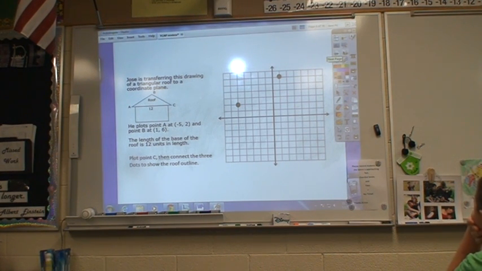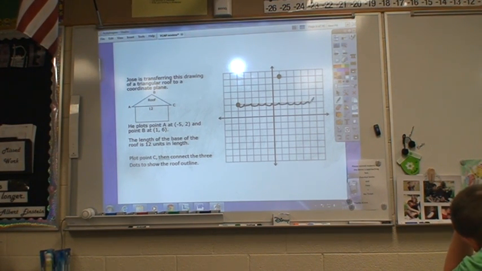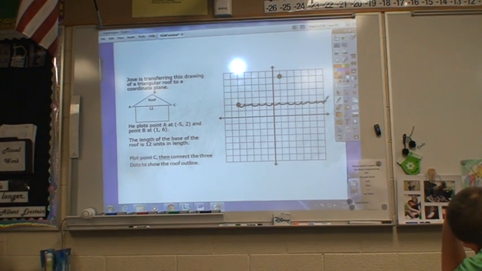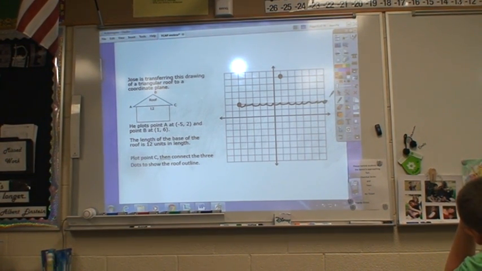Jose is transferring this drawing of a triangular roof to a coordinate plane. He plots the points at (-5, 2), so that's this point here. We went in the house, -5, and then up 2. And then (1, 6), so on the x we're going over 1, and then up 6 on the y. And it says the length of the base of the roof is 12 units. I'm going to count it out. 1, 2, 3, 4, 5, 6, 7, 8, 9, 10, 11, 12. That means if I want my roof to be 12 units, this is the other point.